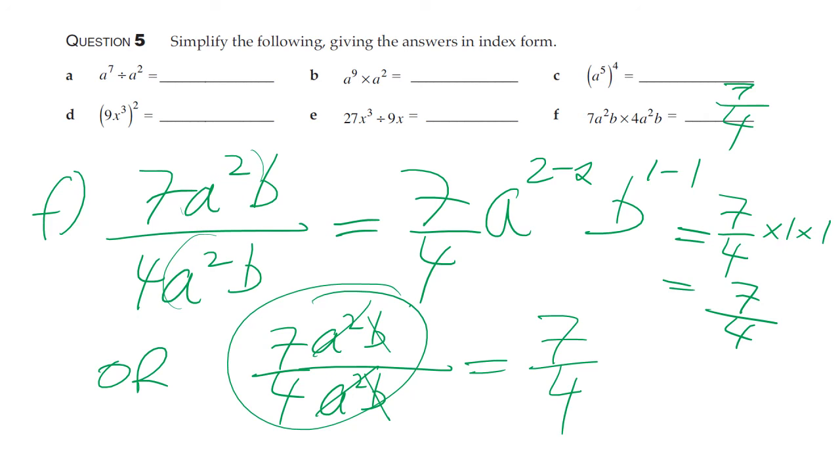Maybe I'll try E with you as well. 27x cubed divided by 9x. What would you do here? 27, we can divide the numbers, right? 27 divided by 9 is just 3. x cubed divided by x is the same as x to the power of 3 take 1, right? x is just x to the power of 1, which means your answer would be 3x to the power of 2. Okay, you can have a go at the other ones. They should be easier.